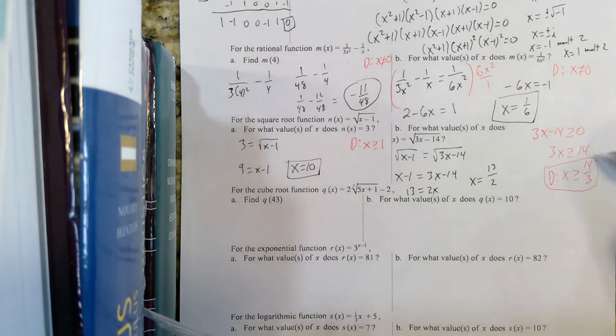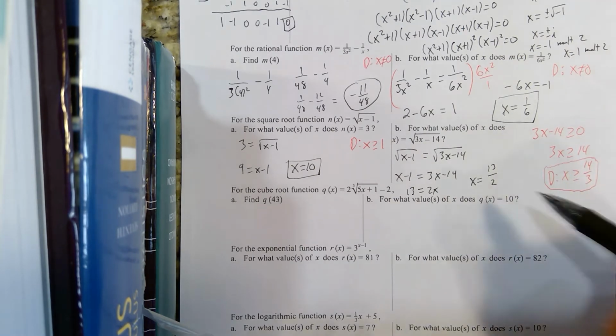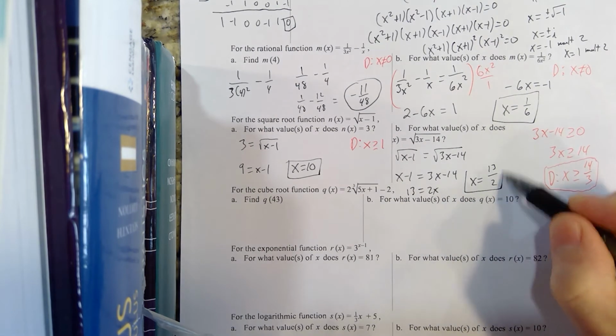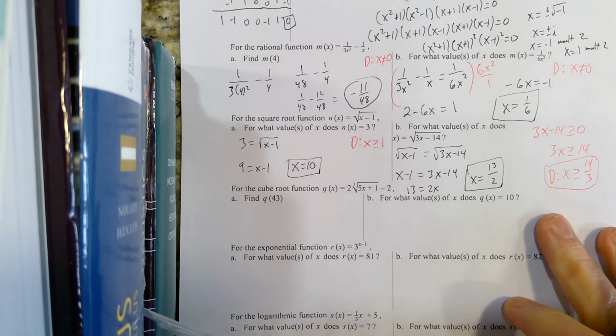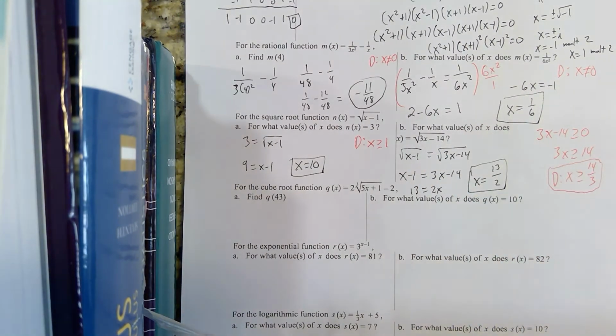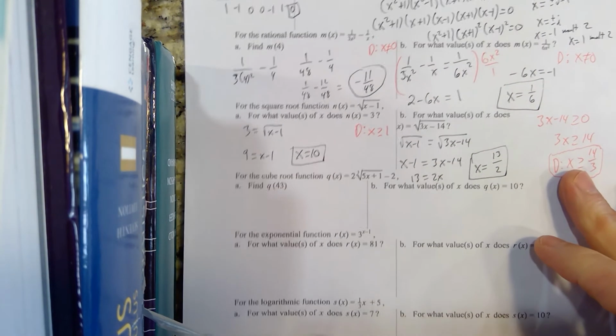Then I go back and I say, well, is 6.5 acceptable? And yes, it is, right? This over here is 4 2/3. 6.5 is larger than 4 2/3. So that's an acceptable solution. Feel free to check it back in the original problem if you wish.